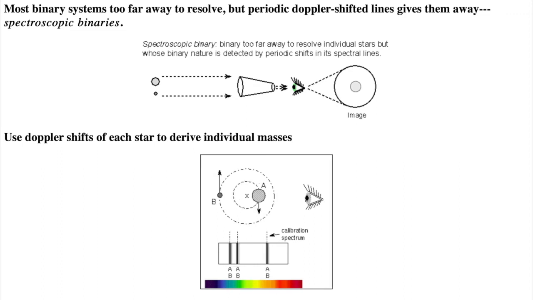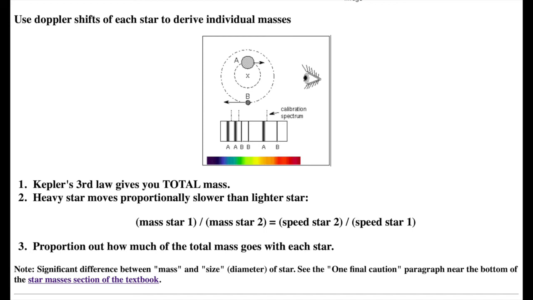Both stars remain directly opposite each other as they orbit the center of mass, with the center of mass always between them. The two stars have the same period, so the more massive star with a smaller orbit must be moving proportionally slower than the less massive star. Their orbital period gives us their total combined mass, and their individual speeds enable us to proportion how much of the total mass of the system goes with each star.